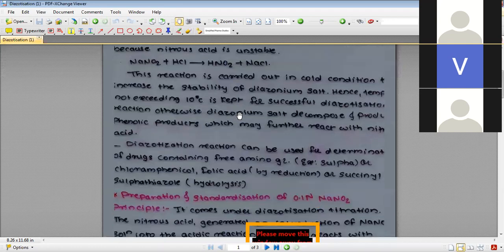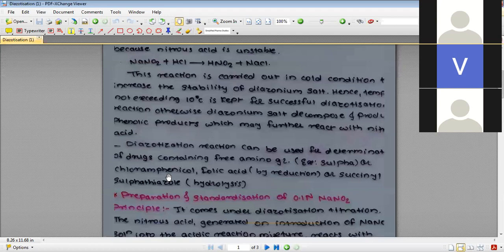So diazotization reaction is particularly used for the analysis or for the determination of the drug substance that contains free amino group in it. Say for example, the drug substance that contains the sulfa group or chloramphenicol or folic acid or succinyl sulfathiazole. These are the examples of the drugs which can be analyzed by diazotization titration. So the drug substance that basically contains free amino group either in the form of sulfa, chloramphenicol, folic acid or succinyl sulfathiazole can be determined by diazotization titration.